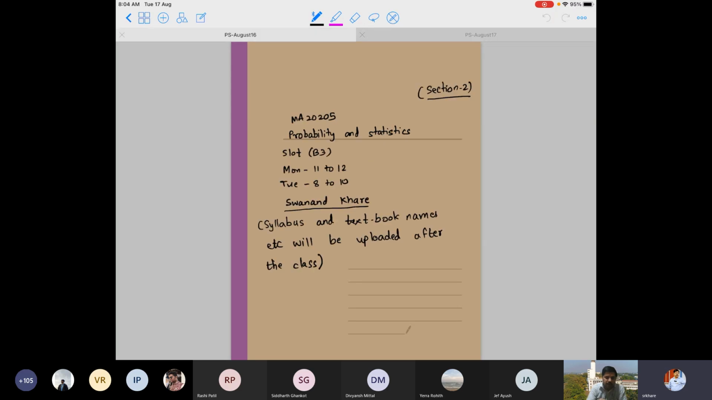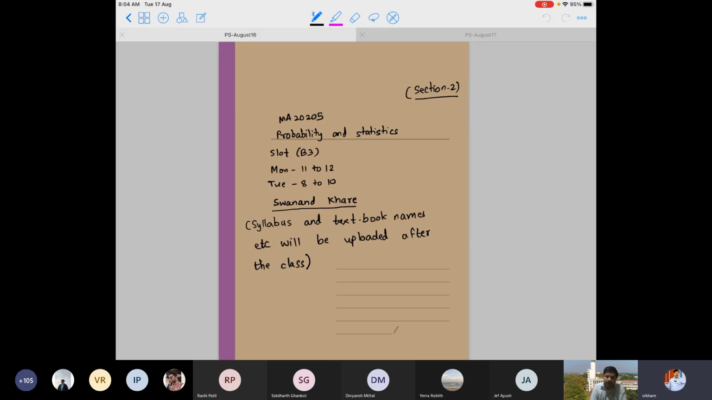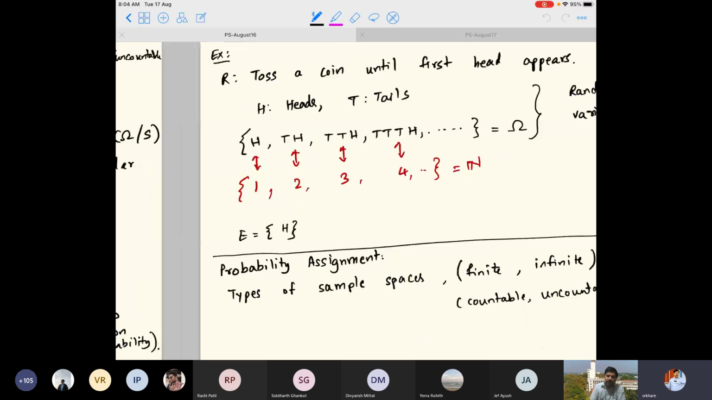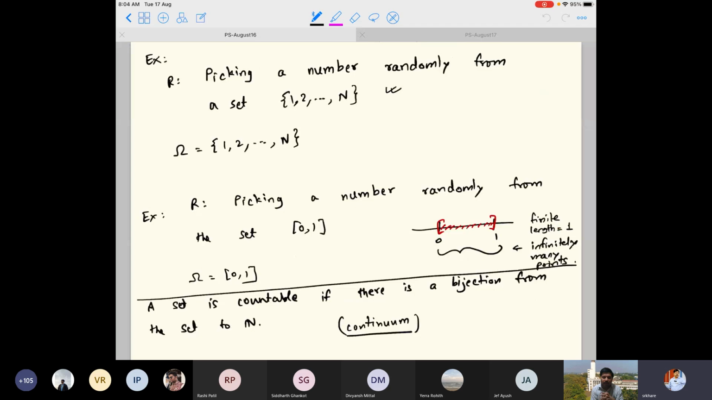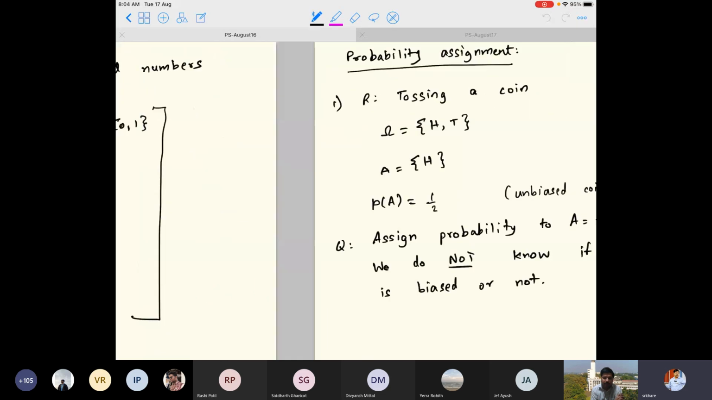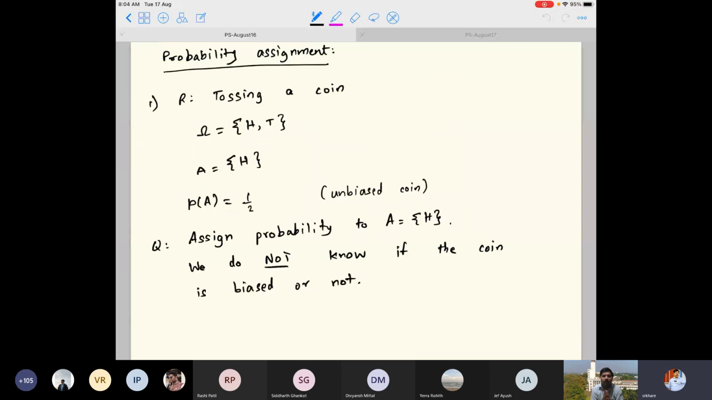And let us continue our discussion from yesterday. We started with random experiment, sample space, different types of sample spaces, and what we mean by events. And now the important task, once you identify what the events are, is the probability assignment. We want to assign probability to the events. What was the example? The example was tossing a coin.